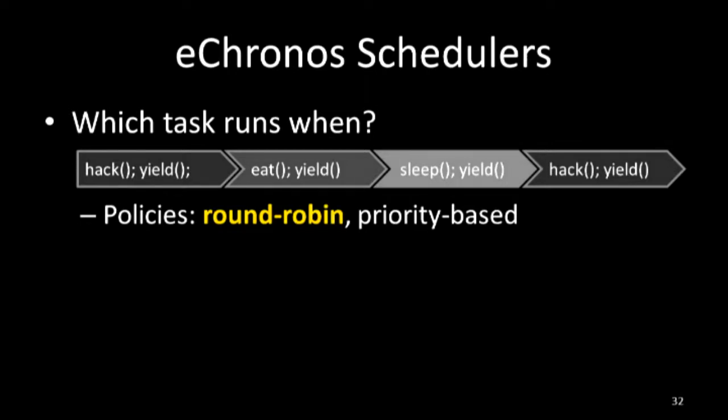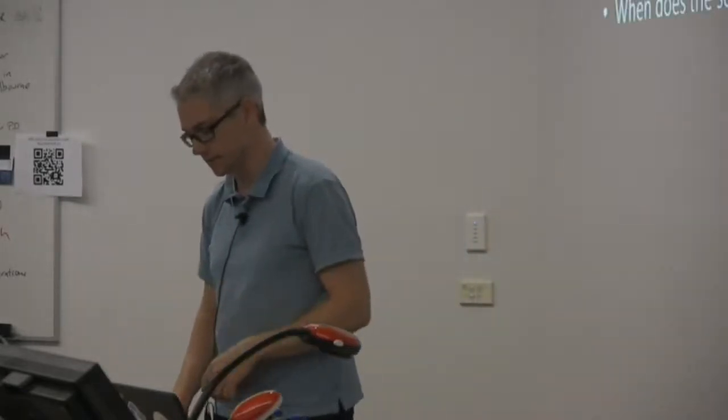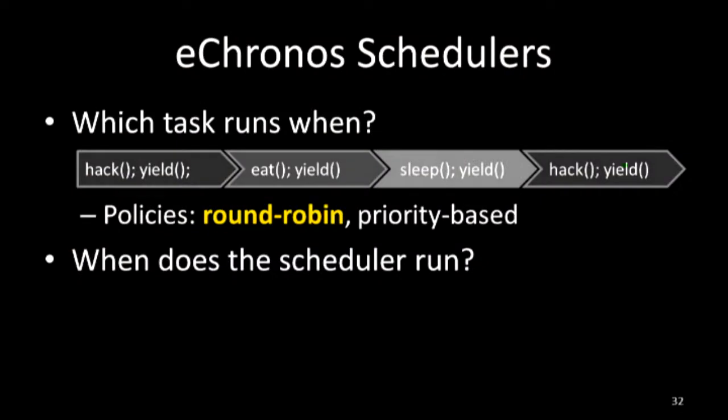So for the tutorial, if we had multiple tasks, it would just go like on a clock face. It would just go round and round from task zero to task one to task two, back to task zero to one to two, and round. Then the question is, well, when does the scheduler run?